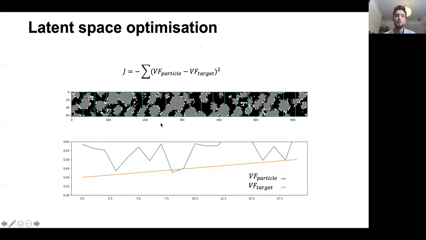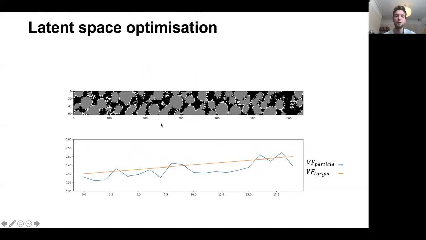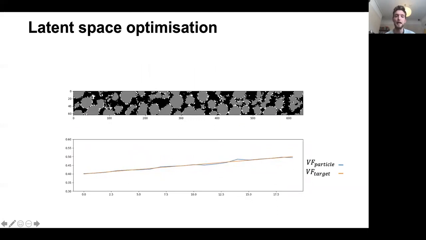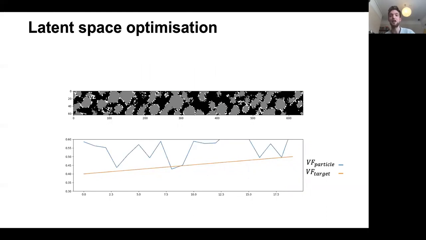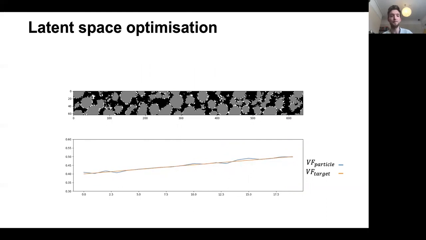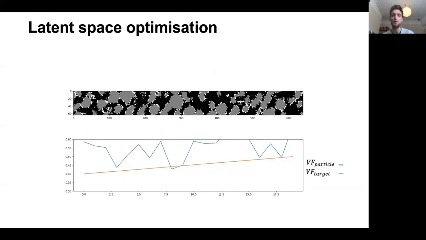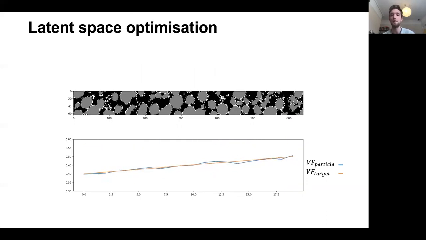And by going through that iterative process, we can change our microstructure, change Zs, so that eventually we match that exact target that we set. This is, again, an incredibly fast process. It takes less than 10 seconds to go through this whole teaching and iterative process.